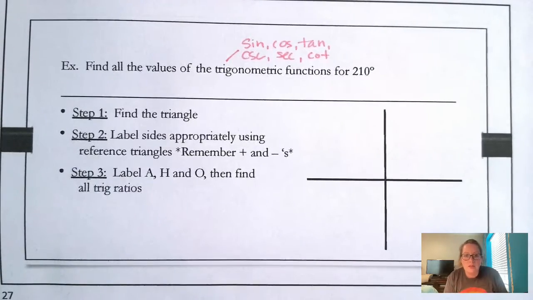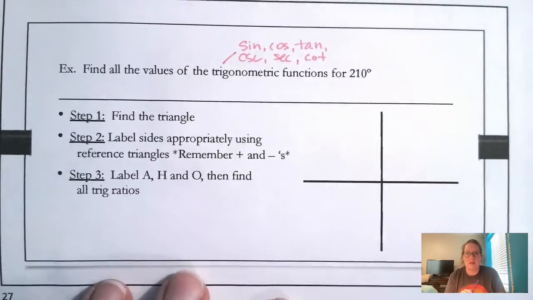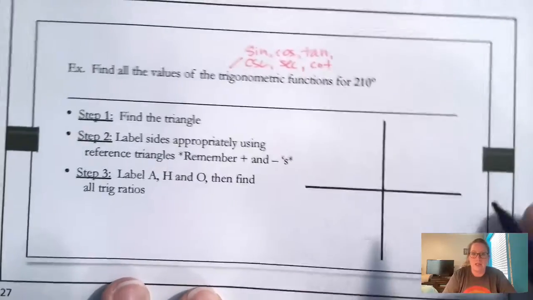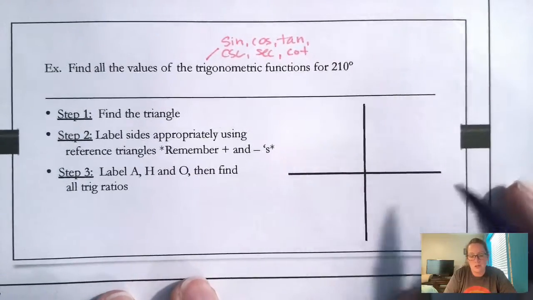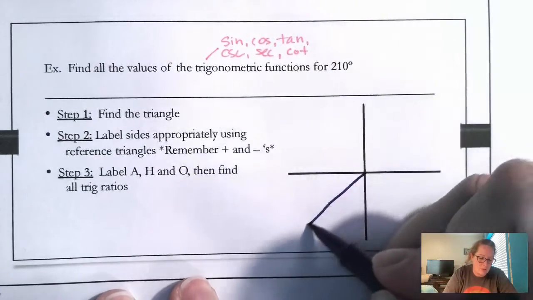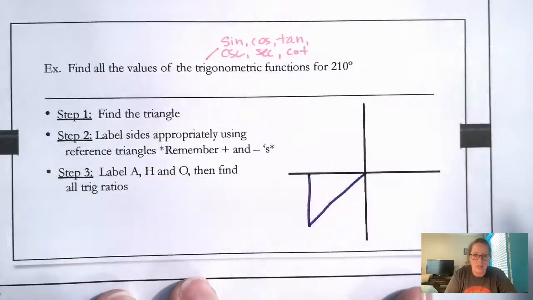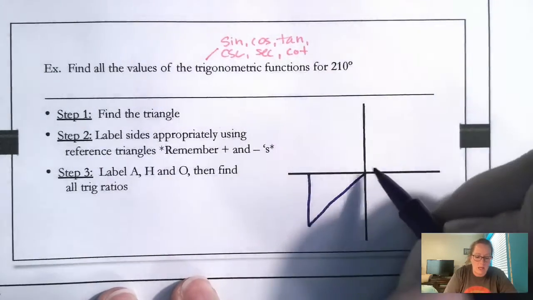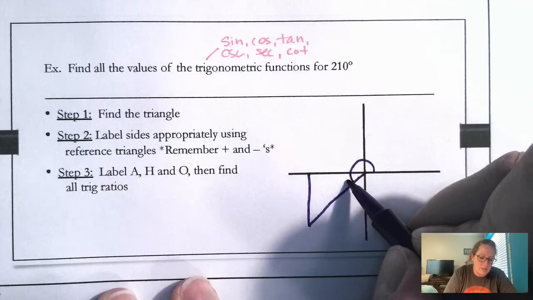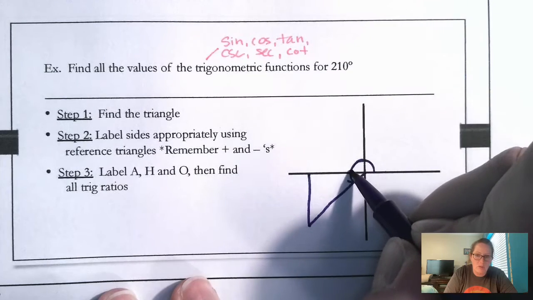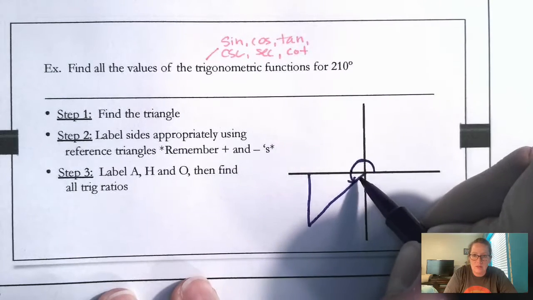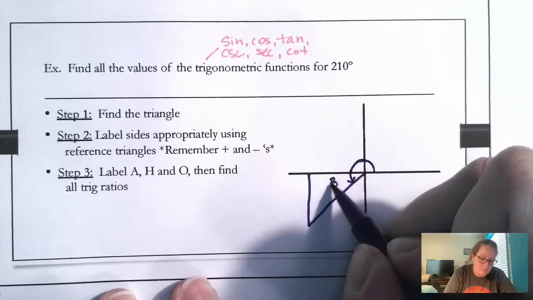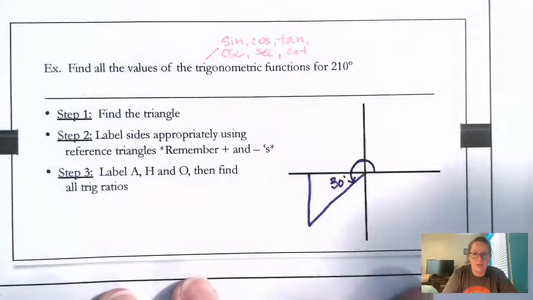So first we need to find our triangle. Let's figure out, just like we did on the last couple examples, where this is going to be. It's going to be in quadrant 3, because quadrant 2 ends at 180, and 210 is definitely bigger than that. So this goes all the way to 210. If we go to 180, how much more do we have to go to get to the terminal side? 30. So we got 30 degrees there, okay?